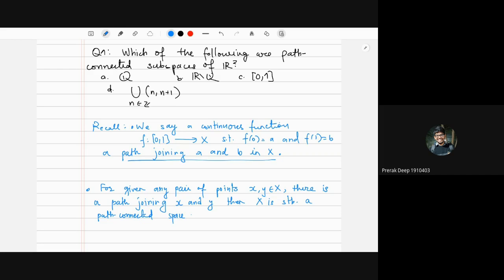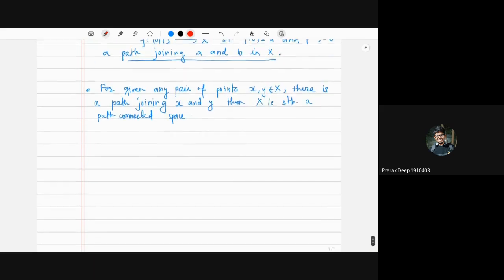Okay, so now we can discuss the solution. The correct answer is C. C is the only correct answer in this. And now let us first see why A, B, and D are wrong. So let's start with A.